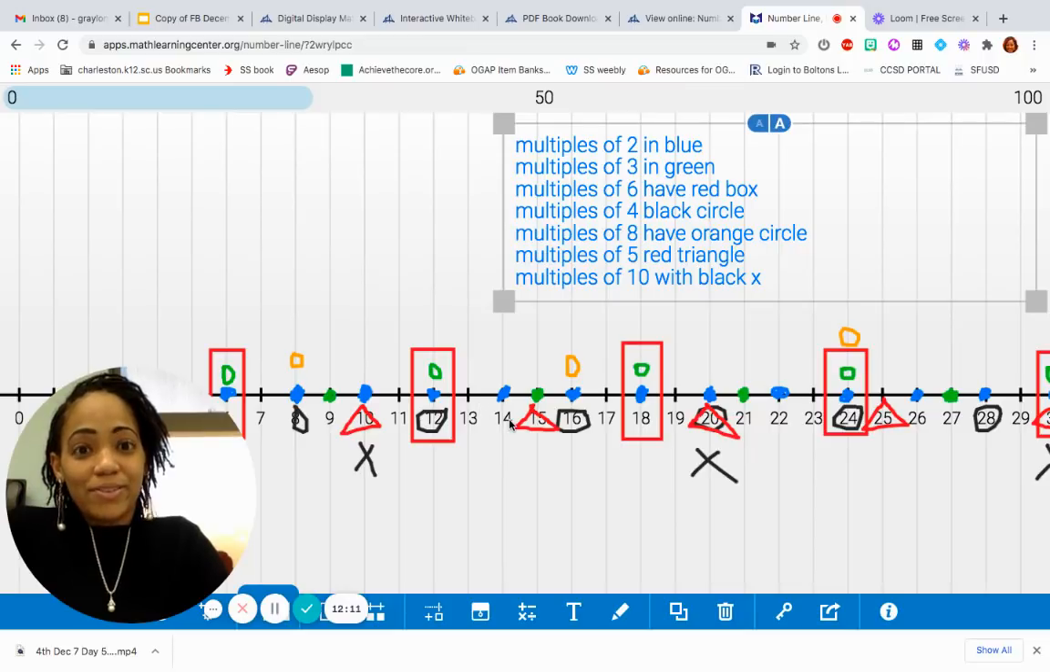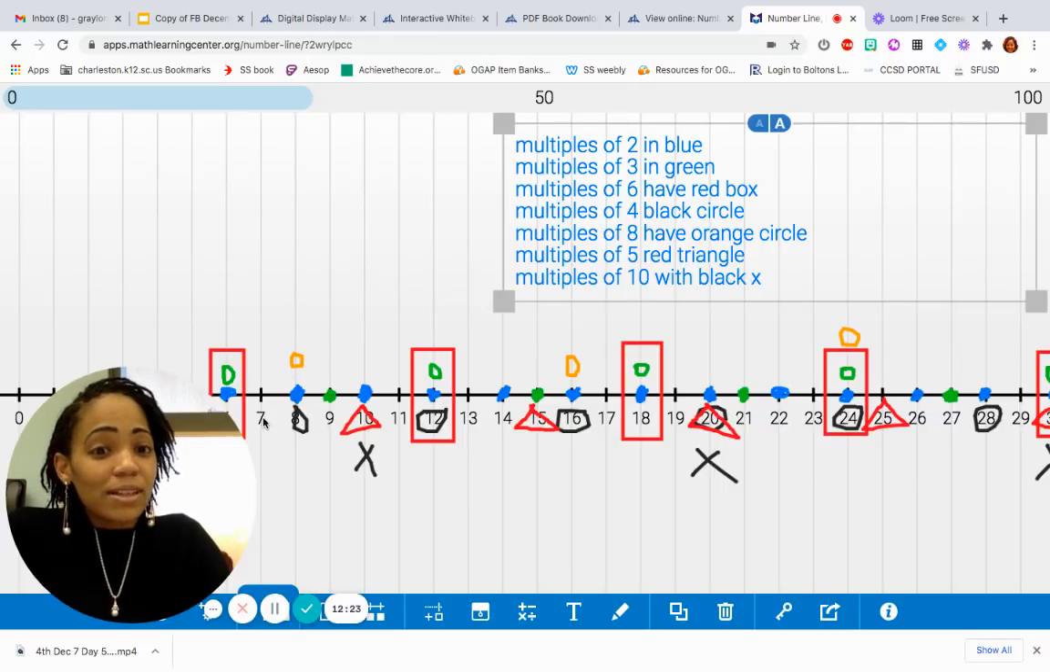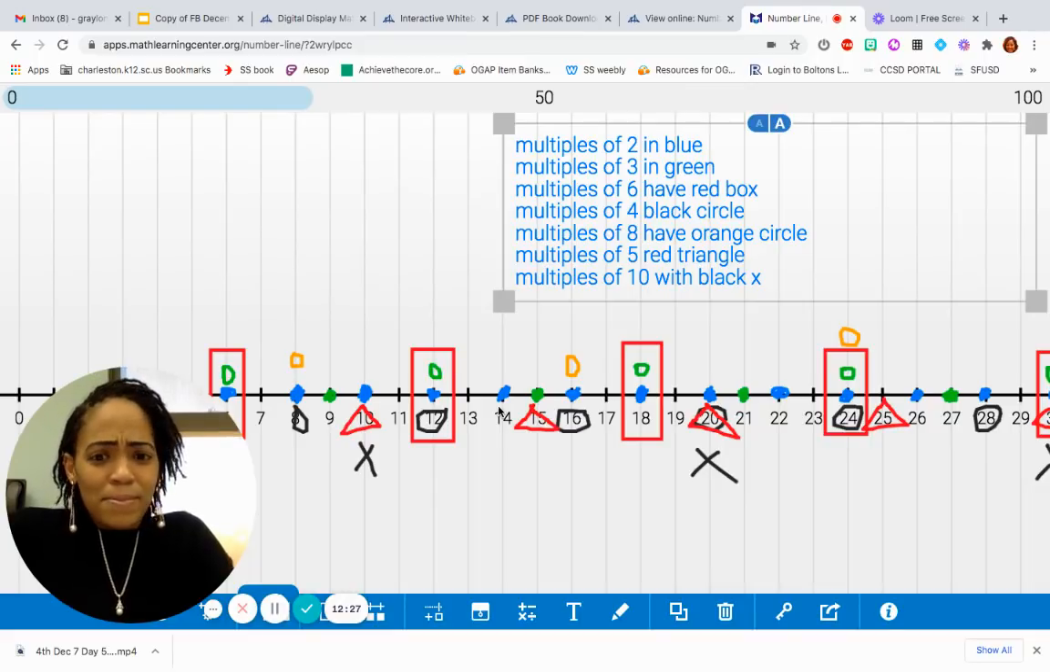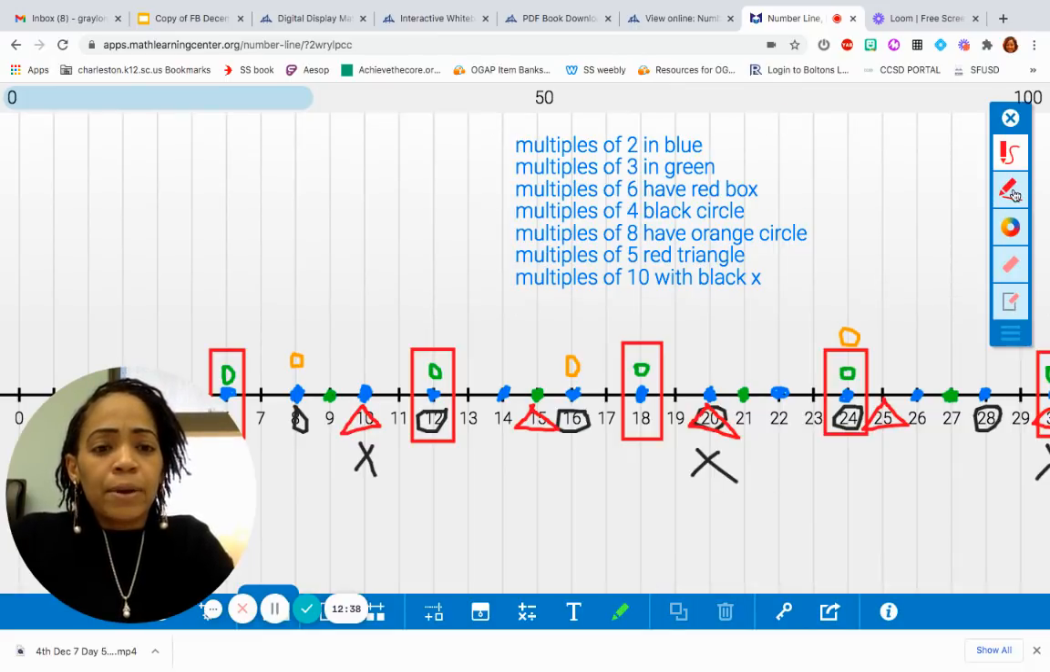Well, we heard 14 already. We heard 21, and obviously those ones are already marked as a multiple of 2 and a multiple of 3. 7's not marked yet. And we also know that numbers that are not marked yet or only have one mark, it means something. And I wonder what it's going to end up meaning when we get to the end of all of our multiples.